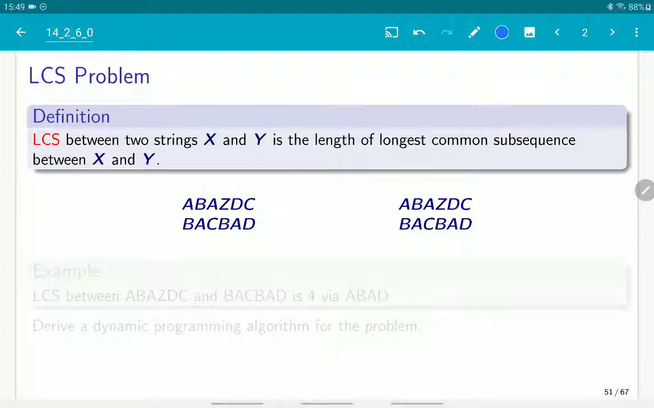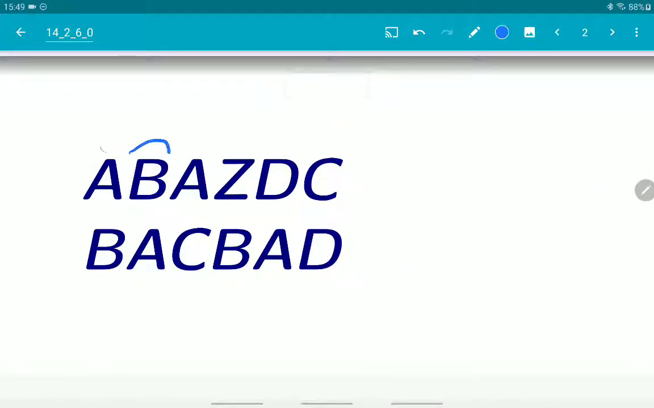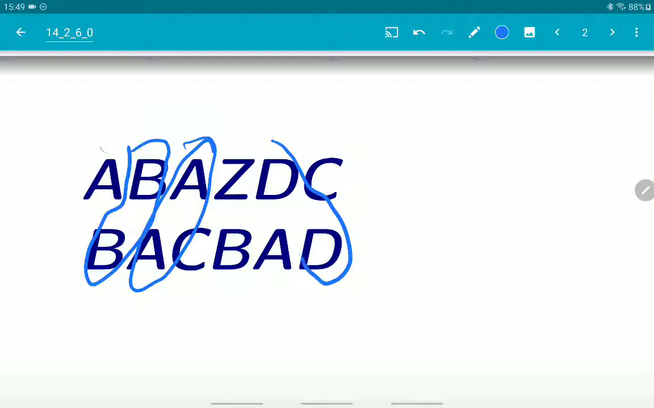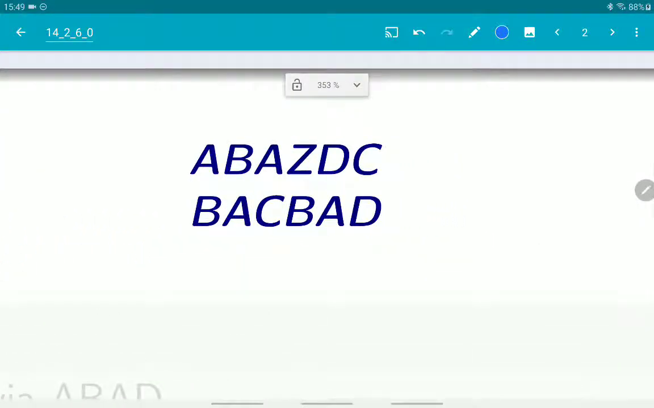So, for example, here we have this string. We can, for example, take the B and take the A. And now we are kind of not in a very good place. We can take the D and the D, right? So this is length 3, right? We found a common subsequence of length 3, but this is a bad one, because we can do better if you think about it for a second.